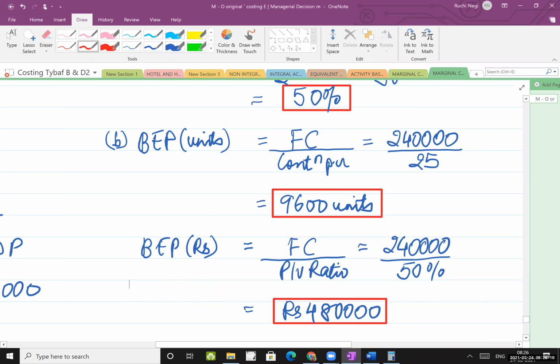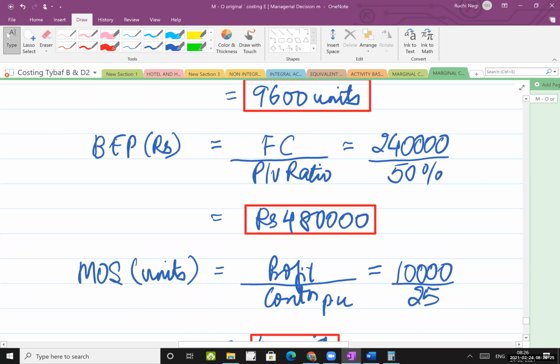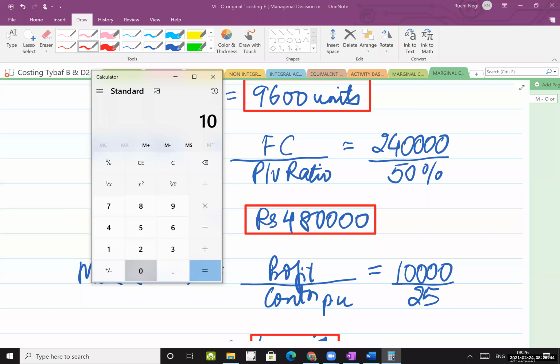Next, MOS in units. What happens when you're calculating MOS? At MOS, profit is earned. In the numerator there will be profit, and if you want the answer in units, divide with contribution per unit. I hope you all remember these techniques, I have already taught them. 10,000 is my profit divided by 25 rupees, so 400.